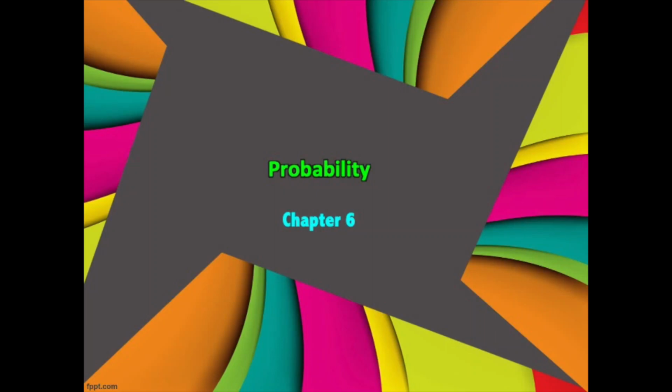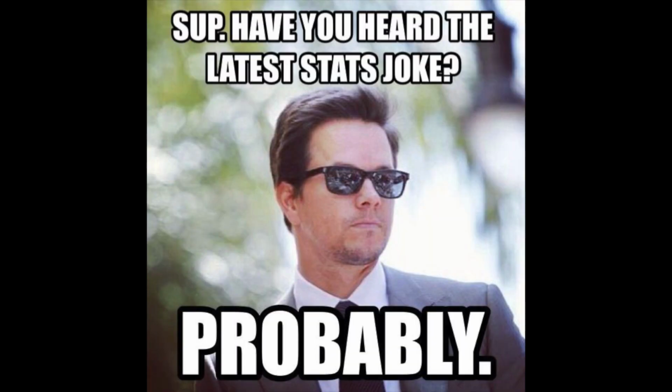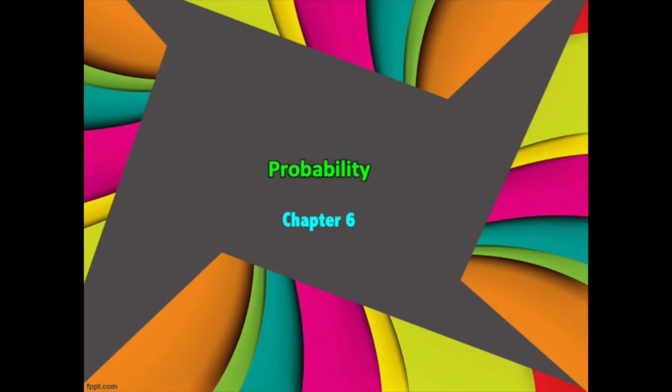Okay, welcome to Chapter 6. Chapter 6 is on probability. A lot of this chapter is conceptual in nature, and we really use this chapter to create a foundation that we are going to build upon as we move into inferential stats, which is what we're starting to work towards.